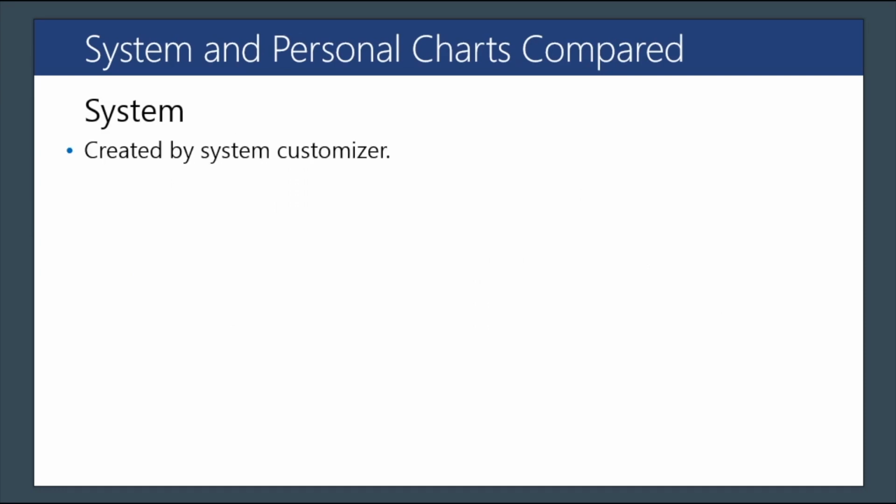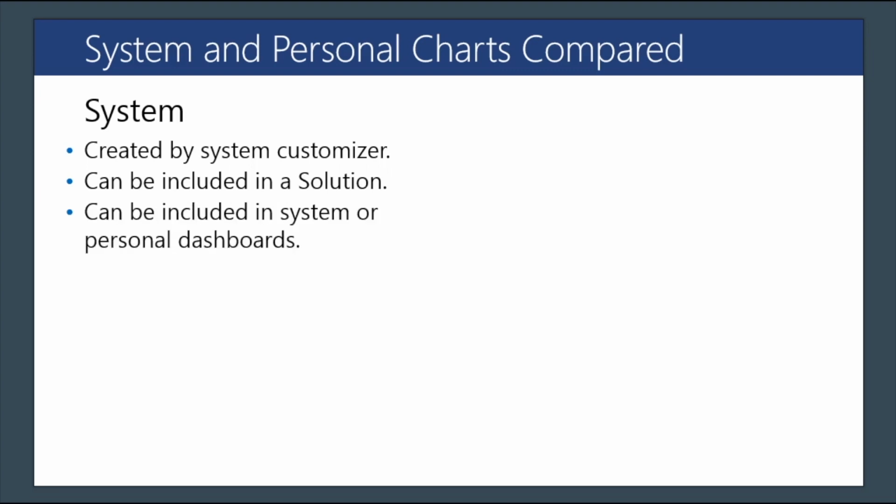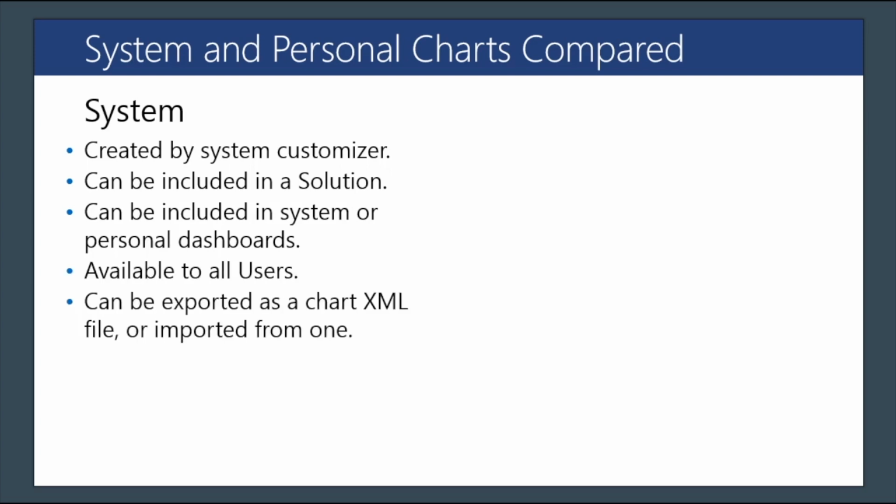So when you look at system versus personal charts and views, system views are created by your system admin or your system customizer. They can be included as part of the solution. They can also be included in the system or personal dashboards. They're available to all users. And of course, they can be exported as a chart XML file or imported from a chart XML file.